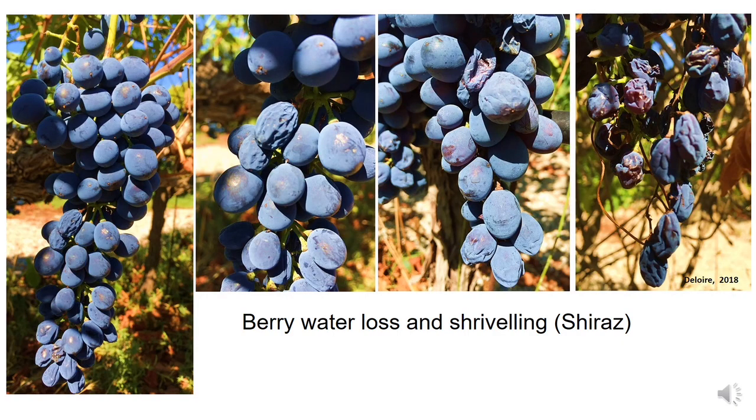The ultimate stage of berry water loss is berry shriveling. And berry shriveling, in the context of climatic change, is currently a huge problem for some varieties in a lot of warm wine regions.